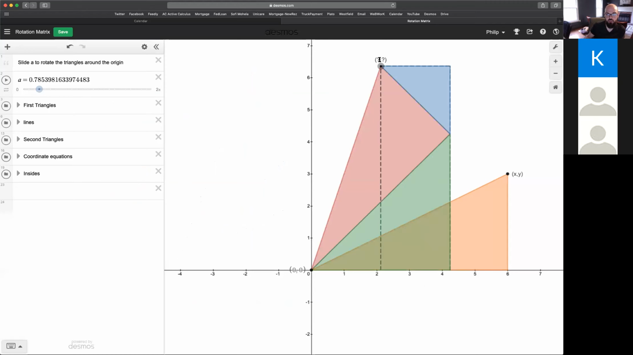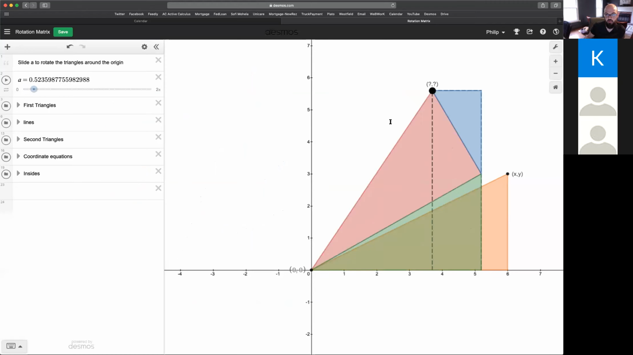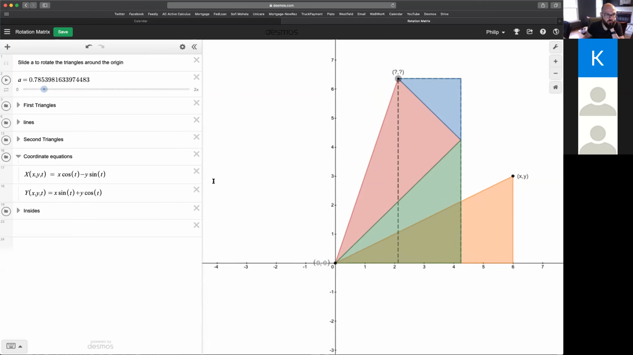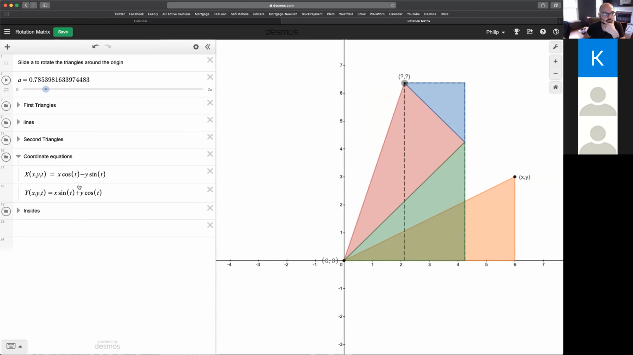Okay, so same diagram, right? So we have this thing sort of rotating around like this. And the coordinate equations that we want are these ones right here. Okay, so the way that I created my triangles, the way that I'm getting them to move, is I'm using these equations right here, right? I use t instead of theta, but my new x coordinate is going to be x cosine theta minus y sine theta. And then my new y coordinate is x sine theta plus y cosine theta.